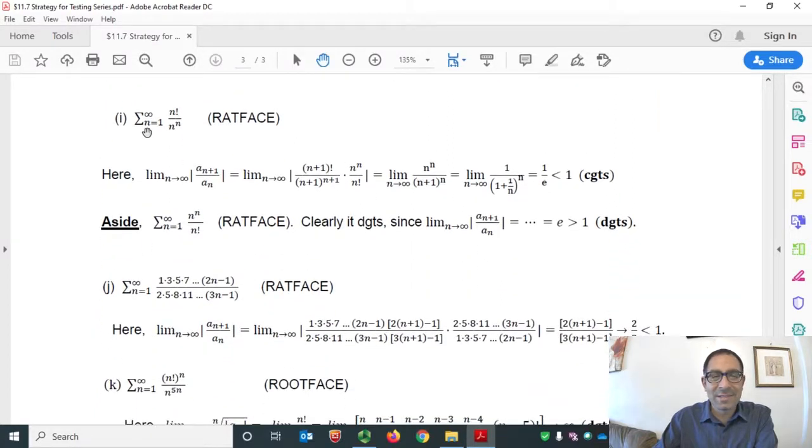Part I. The given series is the summation n runs from 1 to infinity of n factorial over n to the power n. So the terms of the series involve factorials and n powers. So let's use the ratio test.